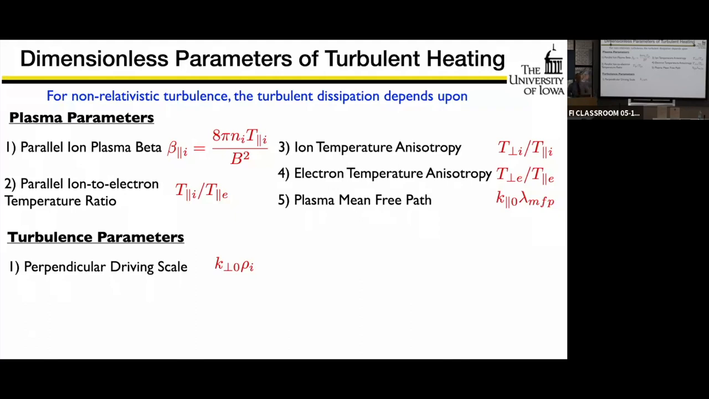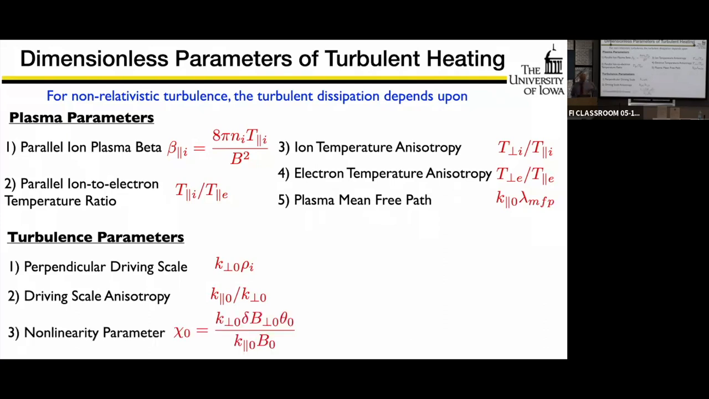So there's the perpendicular driving scale as well as any anisotropy in the way we're driving. We might drive something where the fluctuations have very long parallel wavelengths and very short perpendicular wavelengths, or we might drive it in an isotropic way where both those wavelengths are the same. And then there's the nonlinearity parameter.